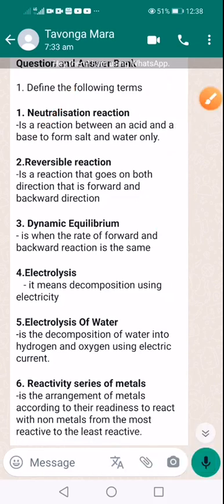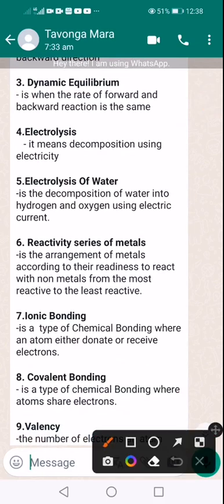Okay? Then dynamic equilibrium. Dynamic equilibrium is just a process or a situation whereby the rate of forward, which means the speed, right? The rate of forward is the same as the rate of backward. The rate of forming a new compound is the same as the rate of reversing a compound into its reactants. That is dynamic equilibrium.